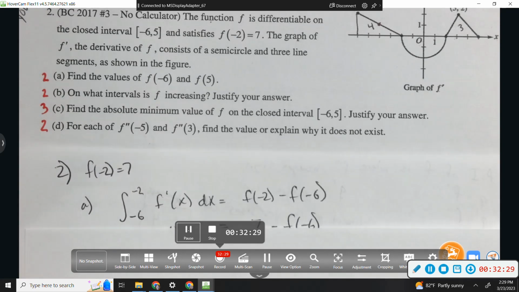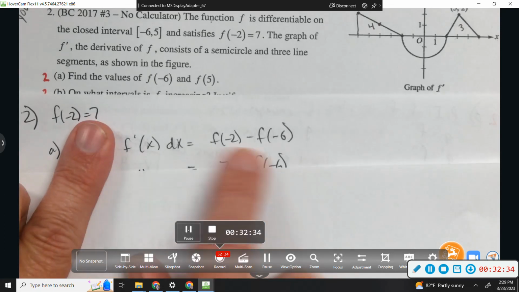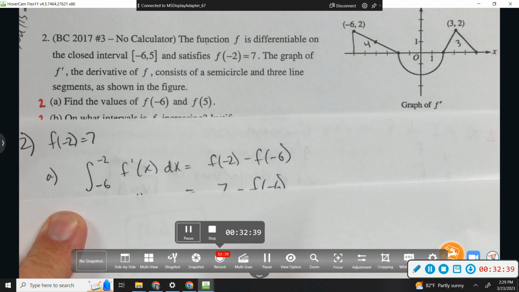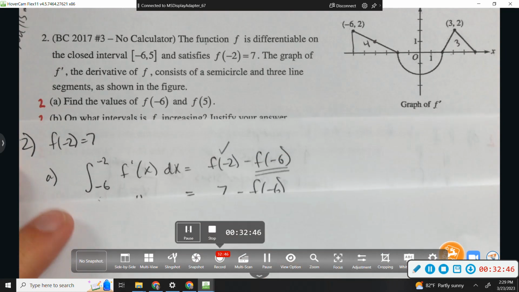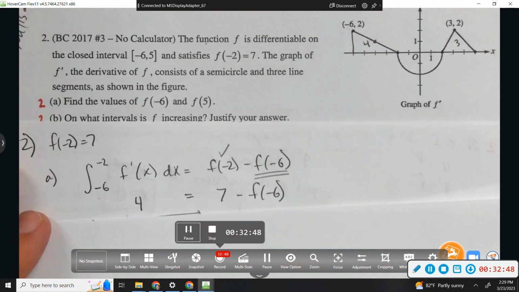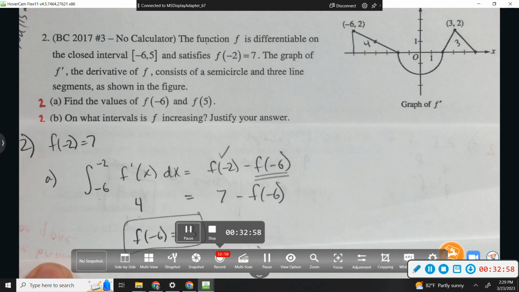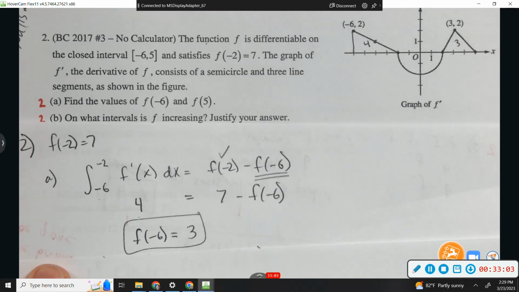So to get f of -6, I need to integrate f prime to get to f. They told me what f of -2 is. So if I go from -6 to -2, I'm looking for -6. They told me f of -2. And so this is the area under the curve thing. So if I move things around, I think f of -6 is 3. Right? 7 minus 4 is 3.